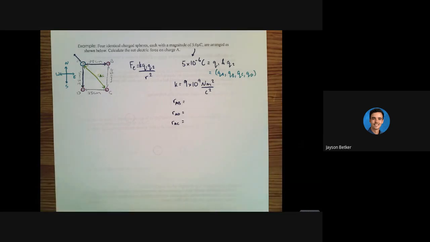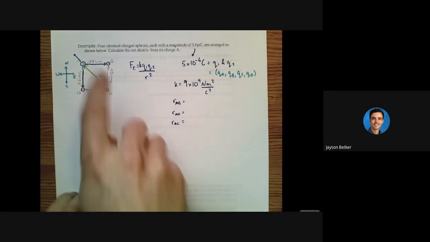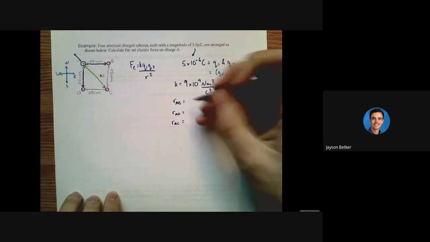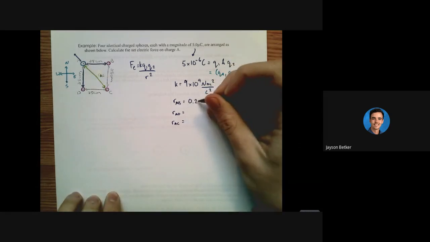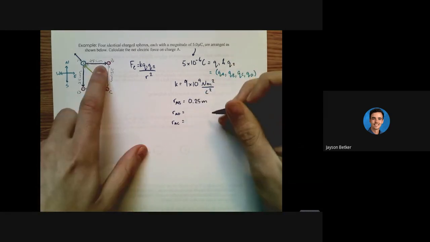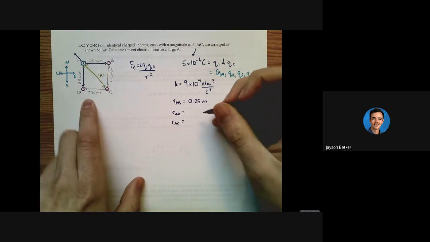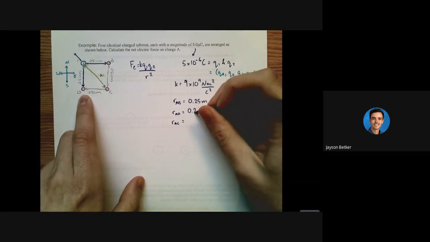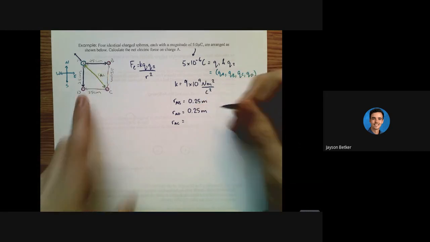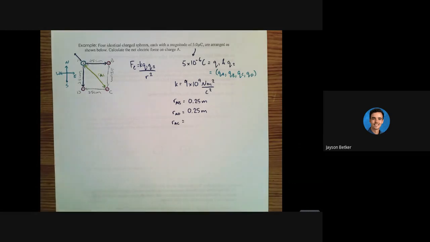I want all of my distances to be in meters. So if I have 25 centimeters, that means that my distance is just going to be 0.25 meters. So that's the distance from A to B. Also the distance from A to D, 0.25 meters. What's my distance from A to C though?